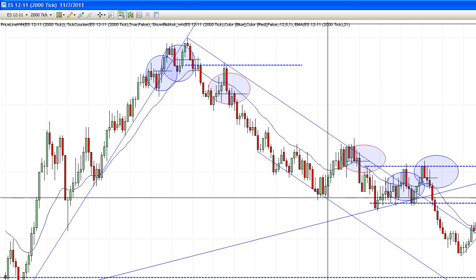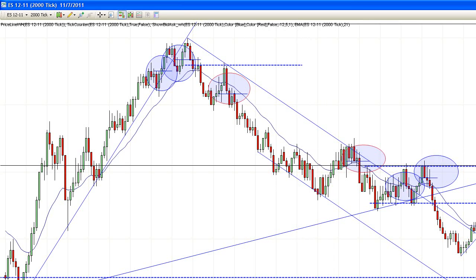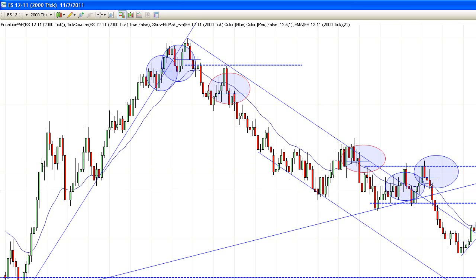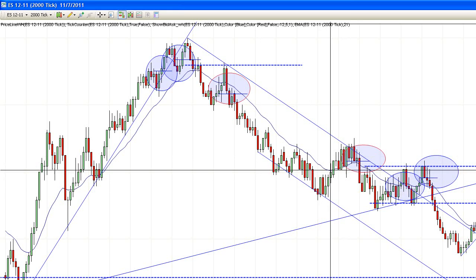You could have scalped some, got some nice scalps off this. It wouldn't have been quick and easy, but it would have worked all the same. But it was better to wait and get the better entry. And as you can see, I got that over here.